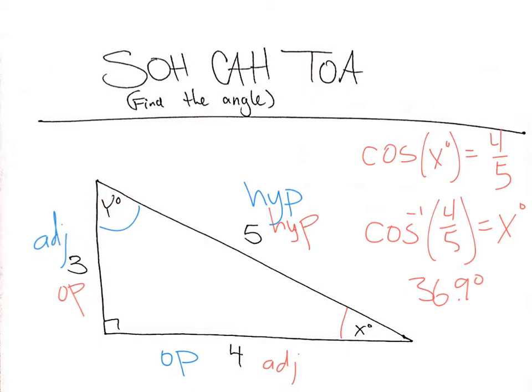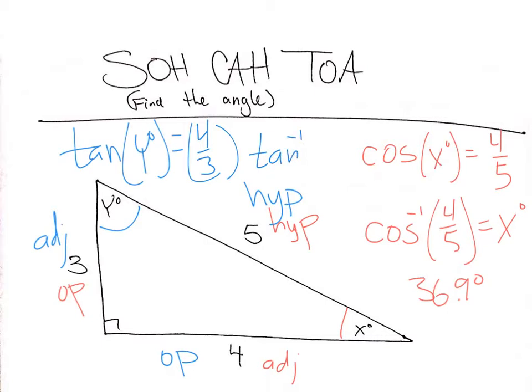So for y degrees, we could say something like the, let's say, inverse tangent, or I'm sorry, so tangent of y degrees would be the opposite over the adjacent, so that would be equal to 4/3. Therefore, we could say that the inverse tangent of 4/3 is y. And after we solve, I think we're going to end up with 53.1 degrees, and this over here was 36.9.